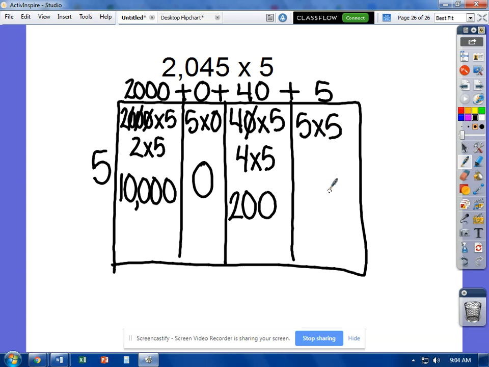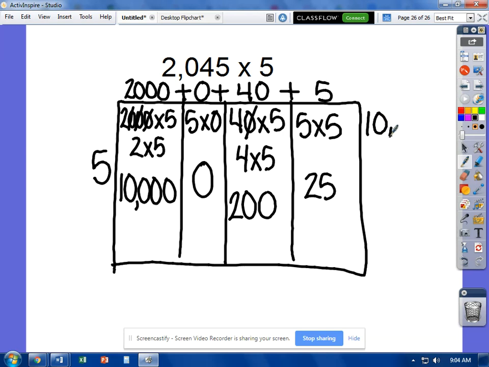And this last box, I'm going to do 5 times 5. 5 times 5 is an easy math fact. That's going to give me 25. I'm then going to take my partial products. Remember, these are partial products because they're a part of the larger product. So I'm going to take my partial products, and I'm going to add them up.